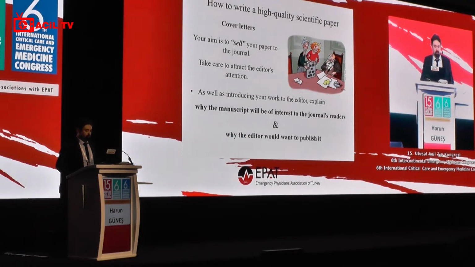Cover letters are also important. We said your aim is to sell your paper to the journal in the cover letter. So you should take care to attract the editor's attention. As well as introducing your work to the editor, you should explain why the manuscript will be of interest to the journal's audience and why the editor would want to publish it.